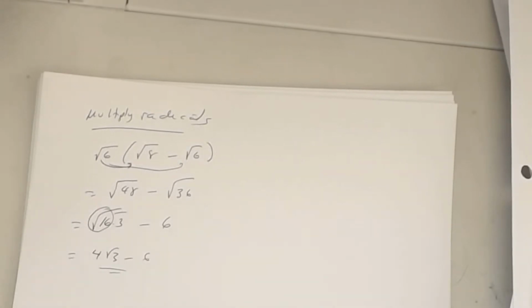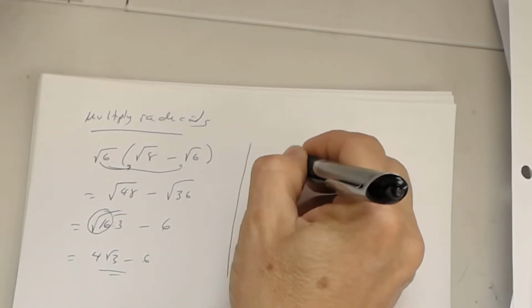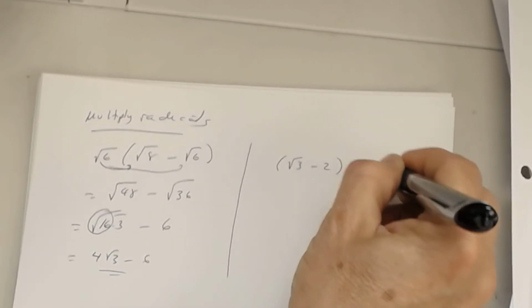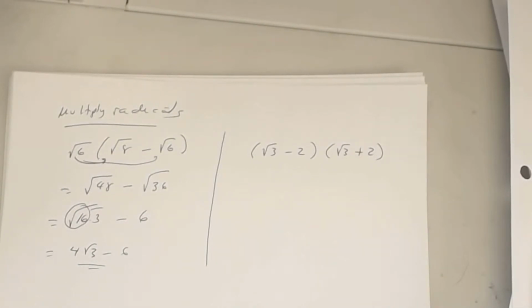All right. Now, that was on a worksheet that you had turned in. Okay? Now, let's talk about this that you need to know in your final. What if you had this? The square root of 3 minus 2 times the square root of 3 plus 2. You're multiplying these radicals, except now you're dealing with two binomials. What method are you going to use to multiply this out?